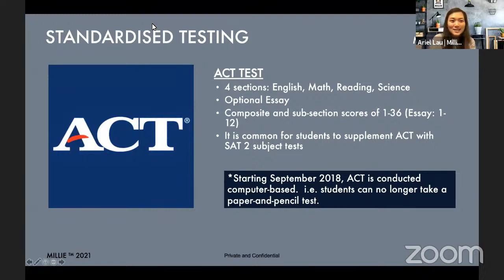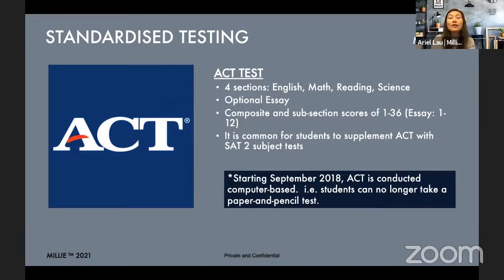Okay, so ACT. ACT is a very close substitute of the SAT 1 test, so I would say that they're interchangeable. If you are applying to a college in the US, you can either submit your SAT 1 test or you can submit your ACT test. Usually colleges have no preference of one over the other. There are 4 sections in the ACT test: English, math, reading, and science.